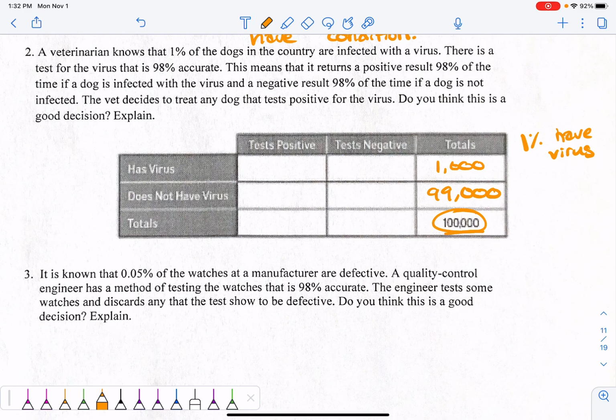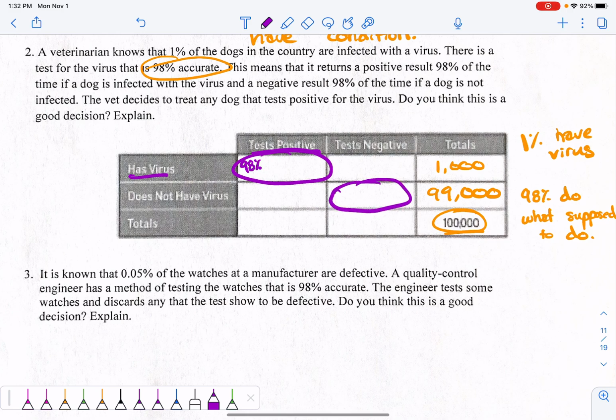All right, there is a test for the virus that is 98% accurate, which means 98% of the time it's going to do what it's supposed to do. If you test positive, you're supposed to have the virus, and this should happen 98% of the time. If you test negative, you don't have the virus. That's what should happen. But 2% of the time, you're getting false negatives or false positives, and that's what's happening there, okay?